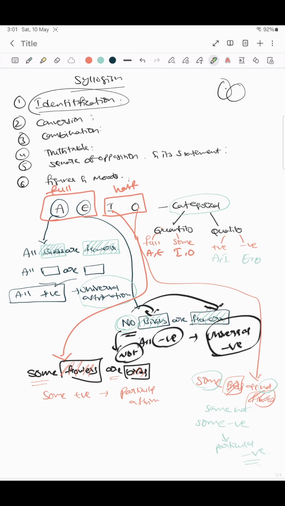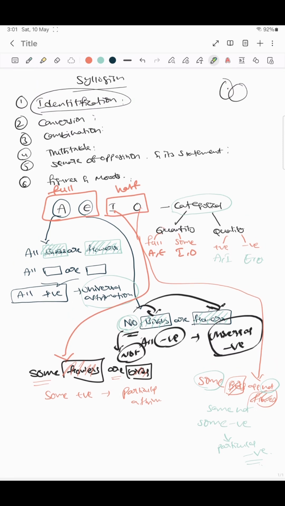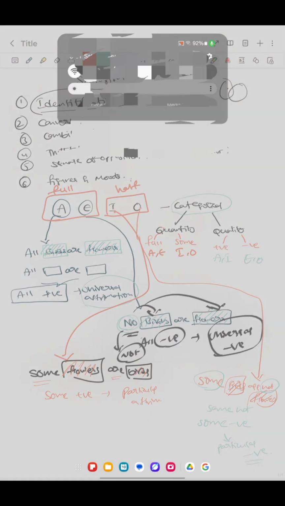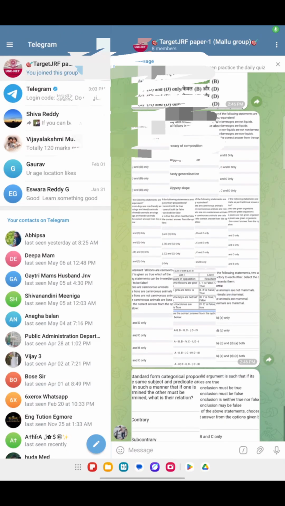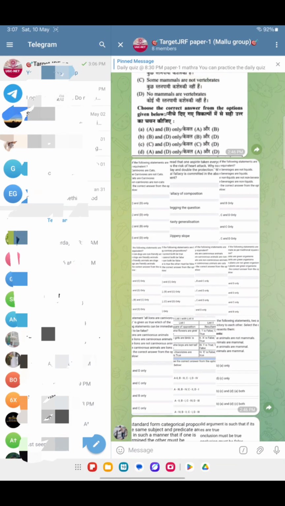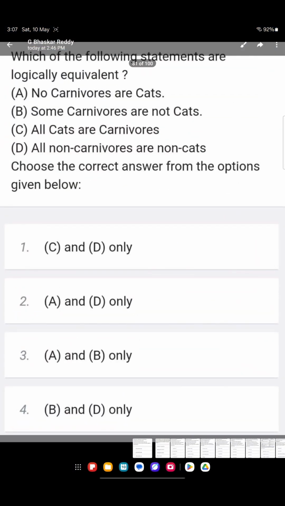So we will see conversion, combination, truth table and all these things in the next videos. This is first basically an identification of a categorical syllogism. So let us identify a few problems based on it. We have already seen identification of categorical propositions, so now let us see if we can identify which type of proposition it is.